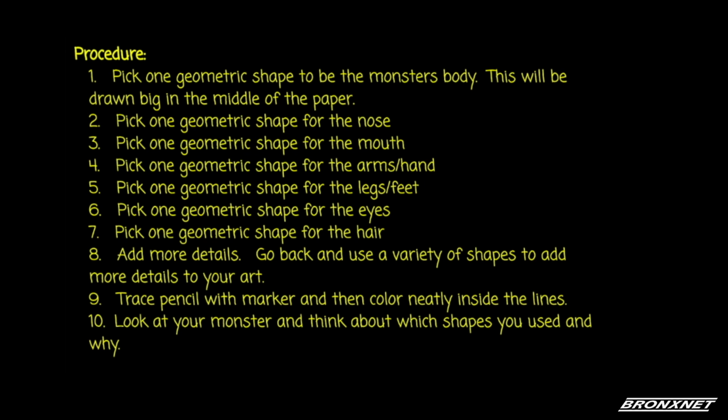Okay, so here's the procedure. First, we're going to pick one geometric shape to be the monster's body. This will be drawn big in the middle of the paper. Then, we're going to pick one geometric shape for the nose, and then another geometric shape for the mouth, and then another geometric shape for the arms and hands, and then another geometric shape for the legs and feet. Then we can create the eyes, the hair, and any other details you'd like to add.